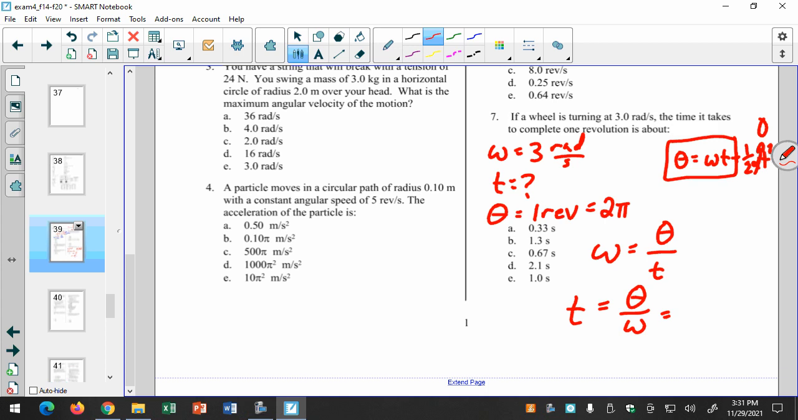Theta is 2 pi over 3. 2 pi is approximately 6. So 6 divided by 3 is about 2. Okay? I know you don't have that. Well, you do have that equation, actually. When you have this one, it's just a special case when acceleration is 0.